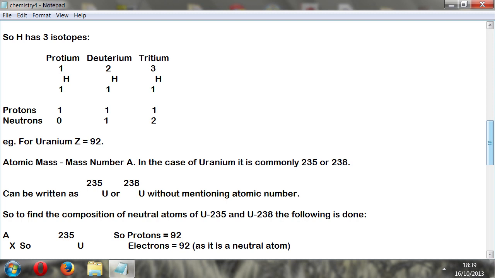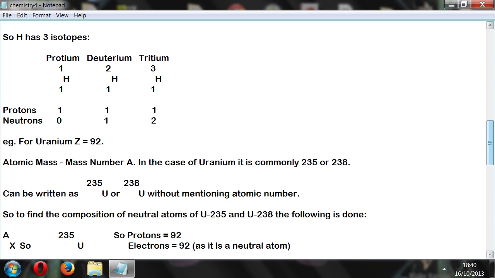Next up, for uranium, the atomic number is 92. Just a point here on the mass number: you could say atomic mass number, but it makes more sense to say mass number, A. That's the one on top, and Z is at the bottom, alphabetized from top to bottom.